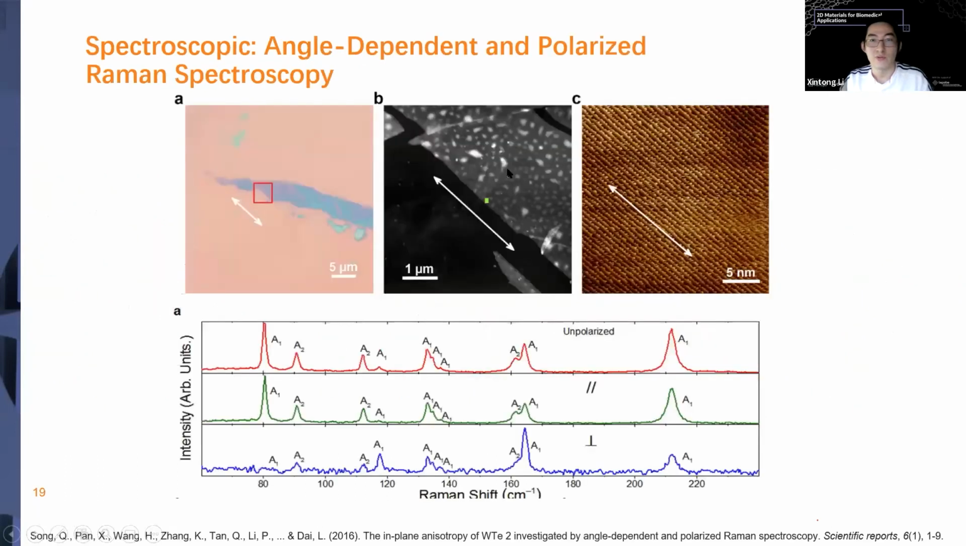And then if you're working on a 2D material with in-plane anisotropy, like in here, this is the distorted 1T' WTe2, which has a very clear anisotropy. If you're working on that, then maybe you can use polarized Raman spectroscopy to determine the orientation of this material. For example, if the polarization is parallel or perpendicular to this direction, then the Raman spectra will be very different, as you can see here.